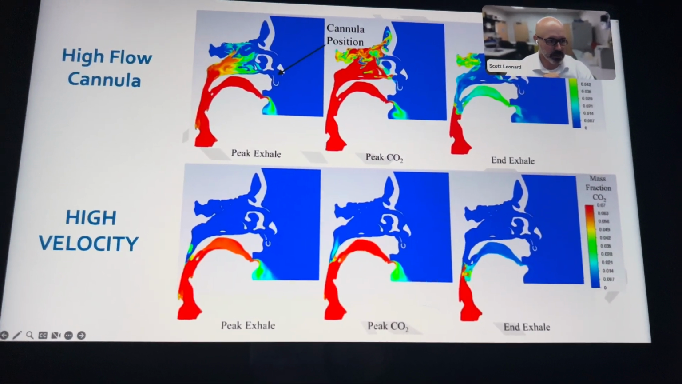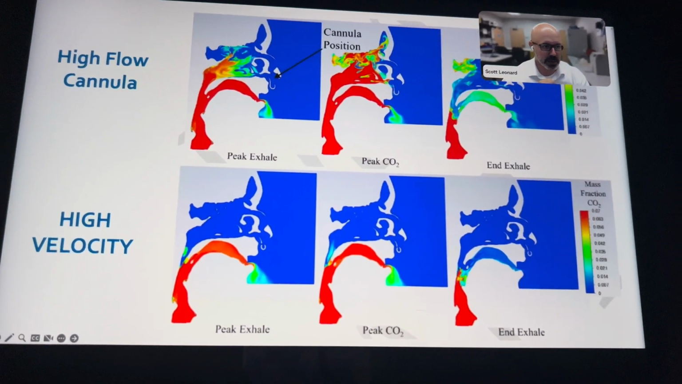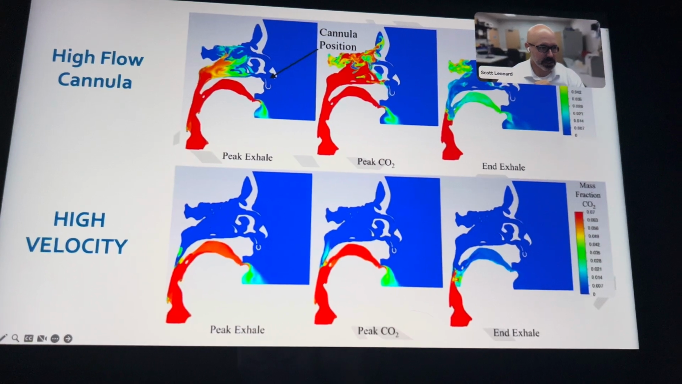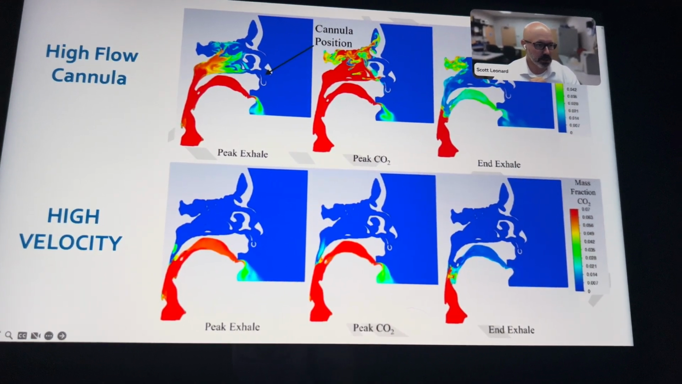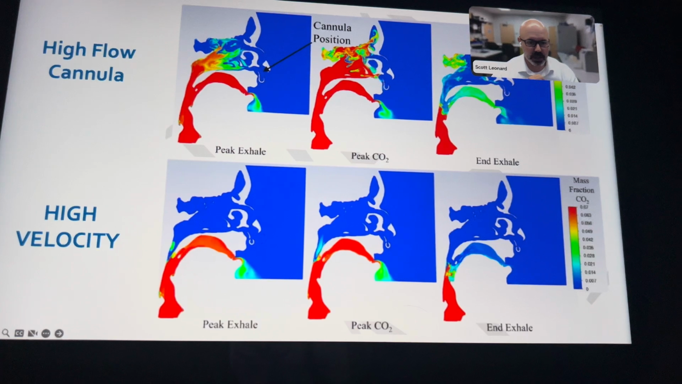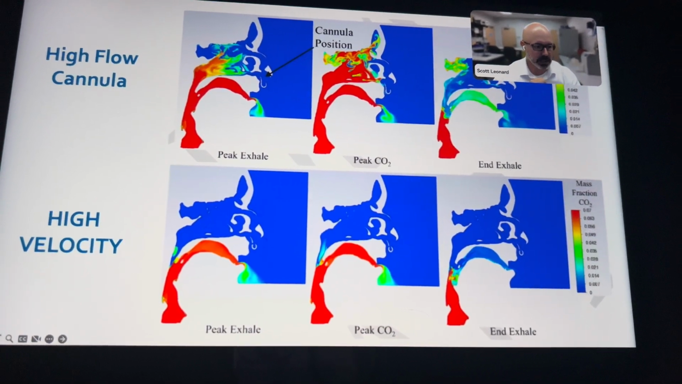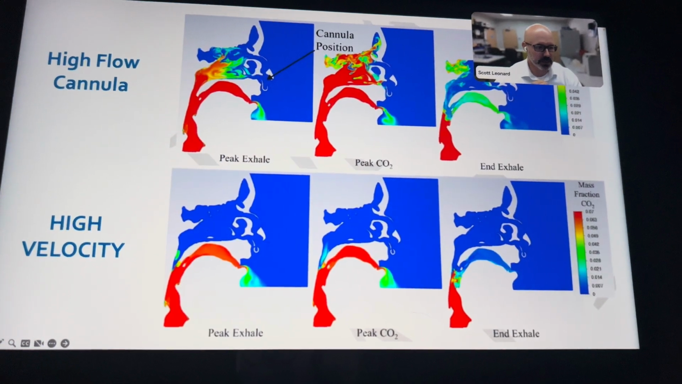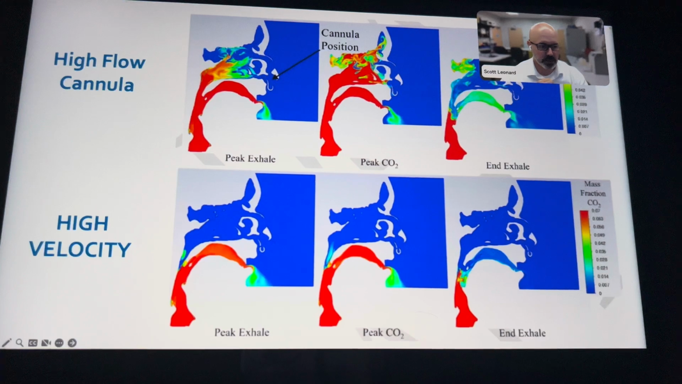So both of these therapies are using the same flow rate. This is 35 liters per minute in this case. And you can see in the upper image, which is the high flow cannula, there's still some CO2 in the upper airway at peak exhale, at the peak of CO2, and even at end exhale, there's still some CO2 in the airway. But when you introduce high velocity, at peak exhale, the CO2 is not really even entering into the nasopharyngeal space. It's exiting through the oral cavity.